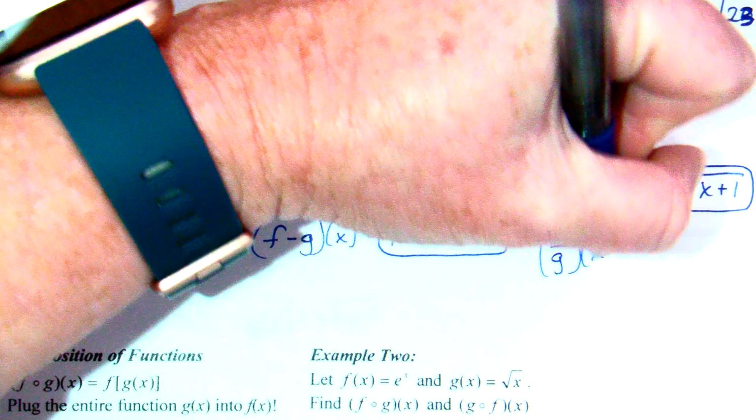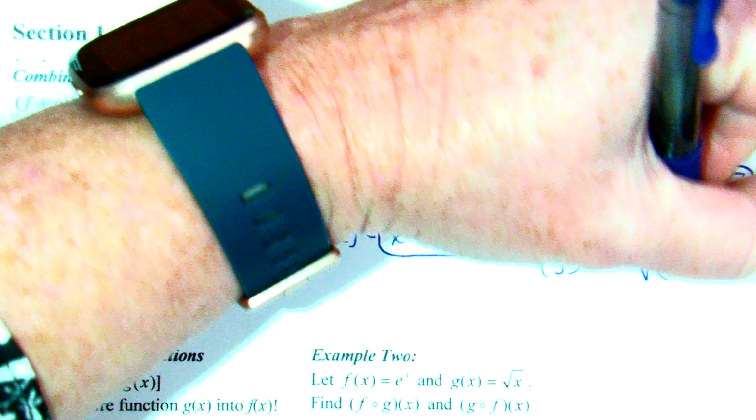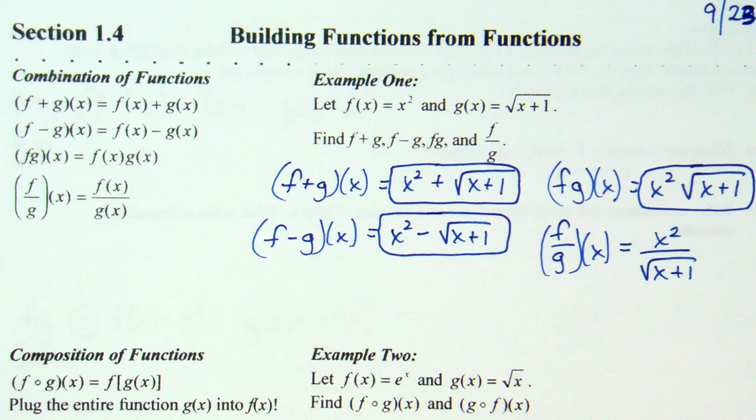F over g of x. That means we're going to do x squared divided by the square root of x plus 1. And clean up. Okay, so here's the good news. On this type, because we're just showing the combinations, the book actually lets us leave it like this. So we'll enjoy it while we can.